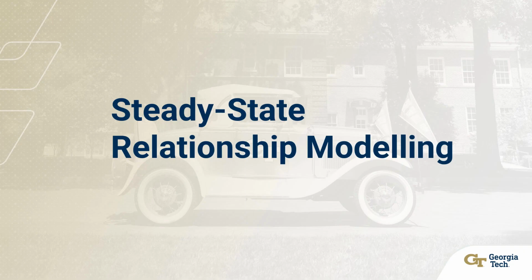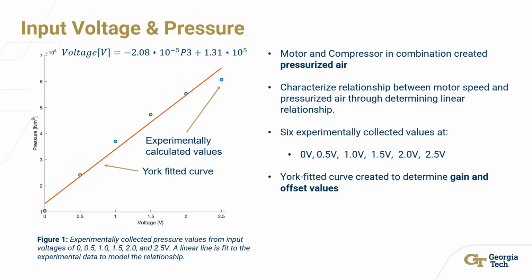The team then proceeded to measure each station in the system at steady state. Since the motor and compressor combined together create pressurized air, in order to control the pressure of the system, the linear relationship between input voltage and pressure must be determined. This linear relationship will be critical to transient tests in the future when the compressor must be kept at the specific pressure of 40 psi.